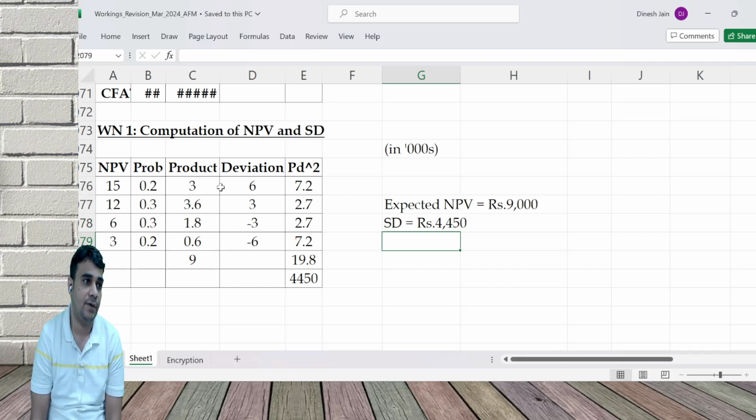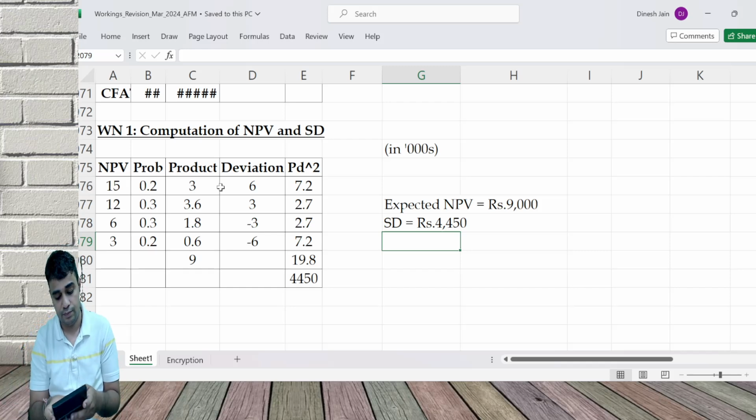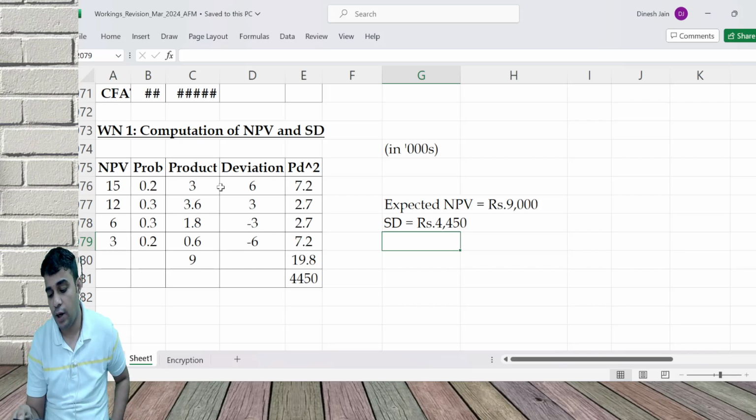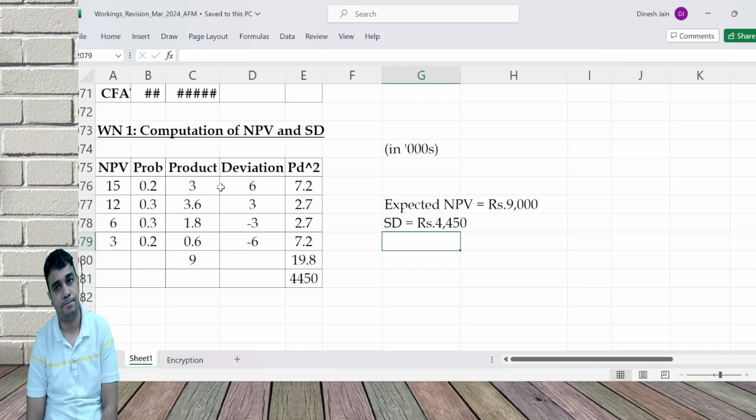4450 is the standard deviation. 19.8 square root is 4.4497, into 1000 is 4449.7, which is rounded off to 4450. 19.8 square root into 1000. Any doubts on this?